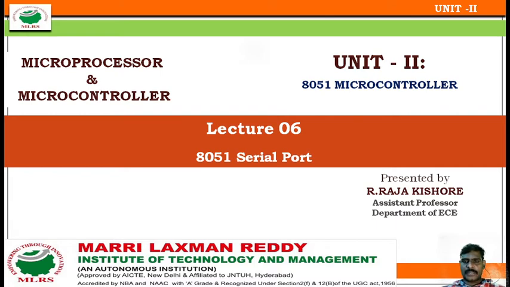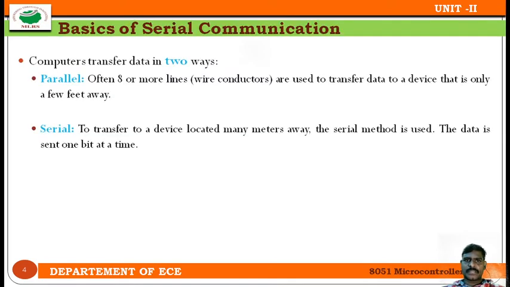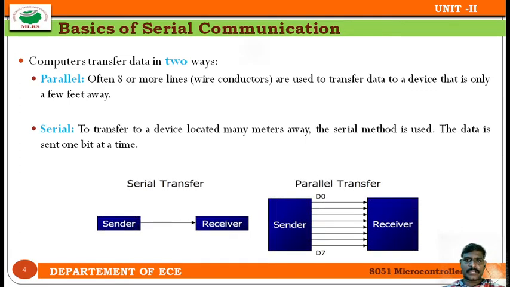Before going to the registers, let's discuss what serial communication is. As we know, any two computers that want to transmit data can do so using parallel or serial. Parallel often uses 8 or more lines, wide conductors, to transfer data to a device that is only a few meters away. Whereas a serial method can transfer to a device located many meters away. In serial, the data is sent one bit at a time.